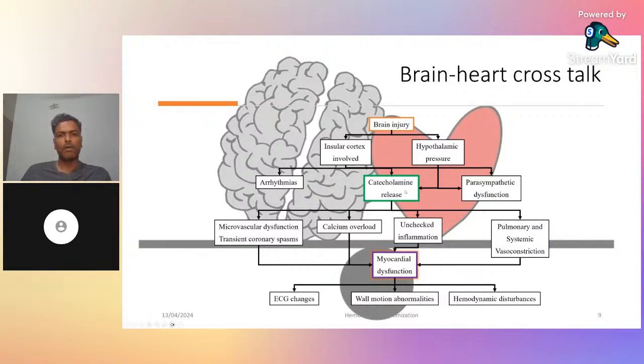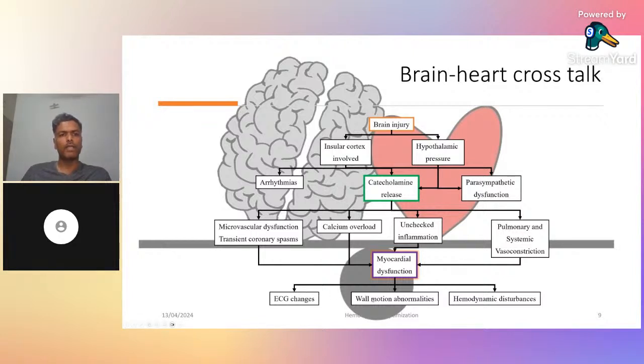And this catecholamine release would result in microvascular dysfunction along with transient coronary spasms, calcium overload, unchecked inflammation, and also severe pulmonary and systemic vasoconstriction. So these multiple mechanisms lead to myocardial dysfunction, which would come to us in the form of changes in ECG, where STT changes and prolongation of QT interval have been well described.